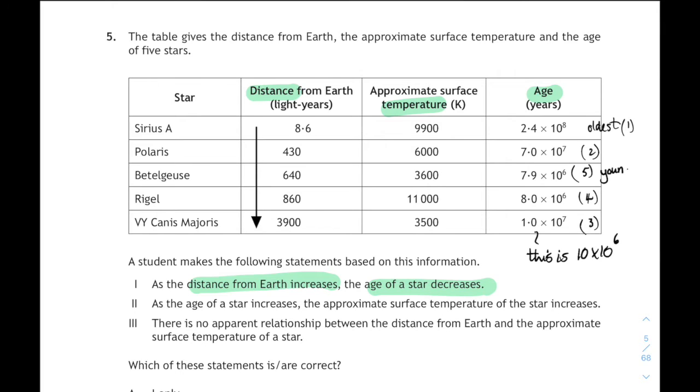So there's not really any order to that at all. So as the distance goes up, the age decreases? No, it doesn't. It's all kind of mixed up. Statement 2. As the age of the star increases, the approximate surface temperature increases.